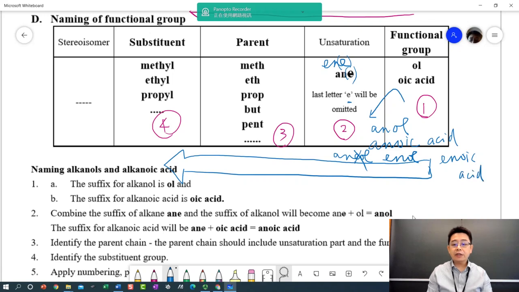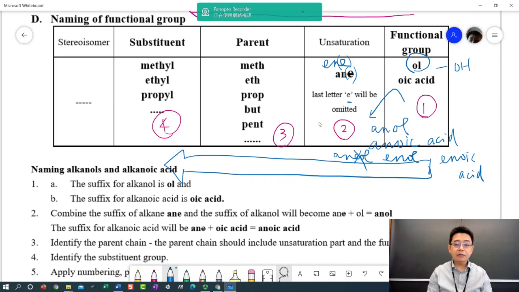Don't forget, sometimes with a double bond you need to count how many there are and also where they are. This functional group also needs the same. The OH group sometimes will not be attached to the first carbon, so we also need to tell where it is.